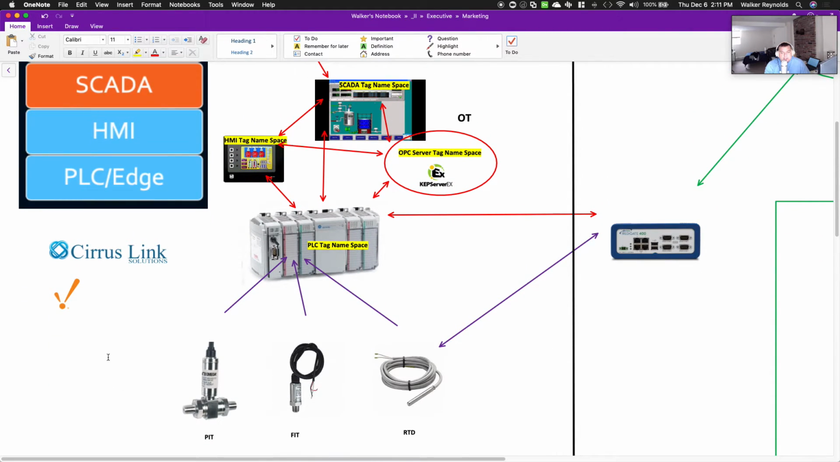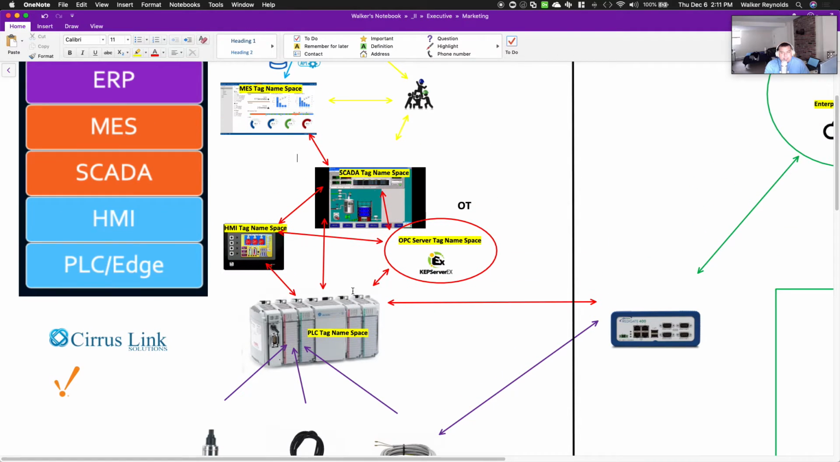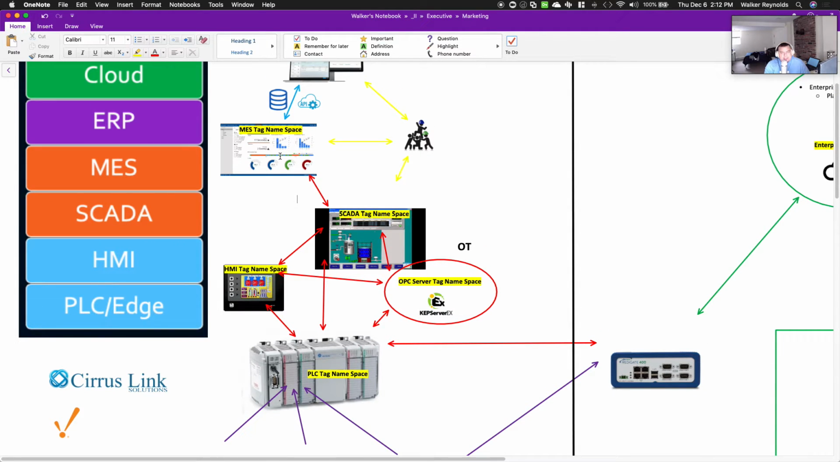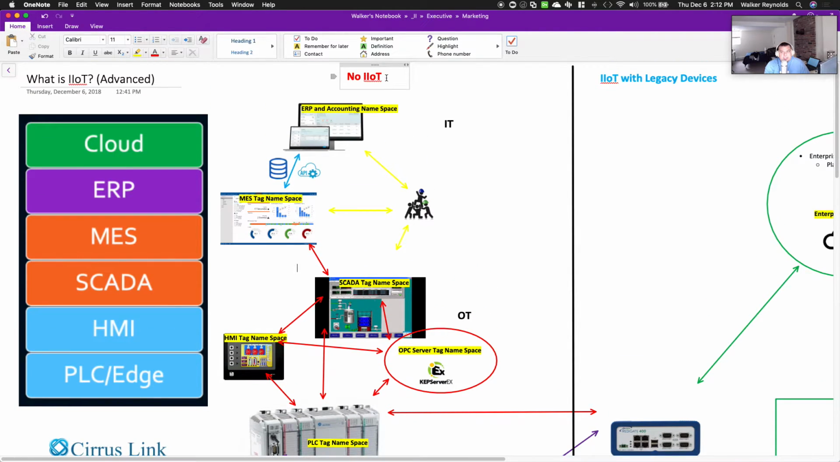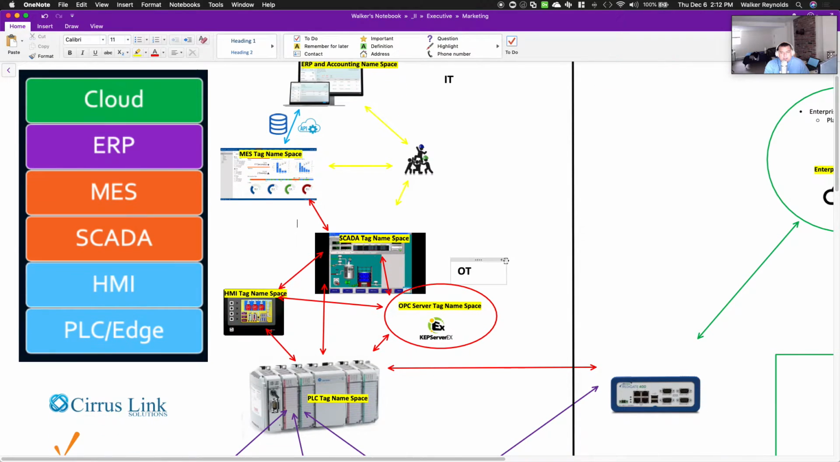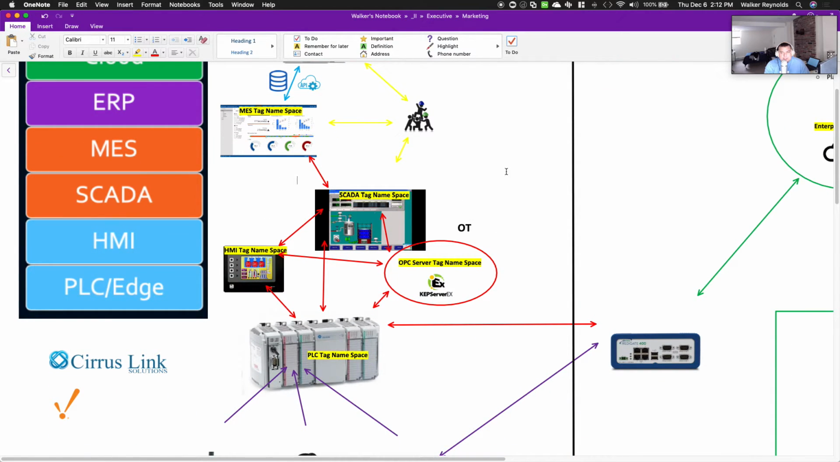So if I add a new device in my field, let's say I just add a new pressure transmitter, I have to wire it into the PLC. Then I have to add its tag in the PLC. I've got to add its tag in the HMI. I've got to add its tag in the OPC server. I've got to add its tag in the SCADA system, and then build and add it to my visualization. And then I've got to do the same thing in MES, all the way up. Every time you add a device, every time you add a new piece of equipment, that's the way it works using no IIoT.